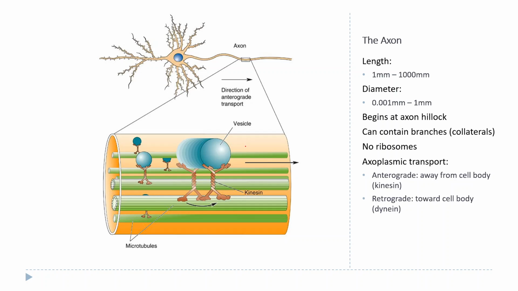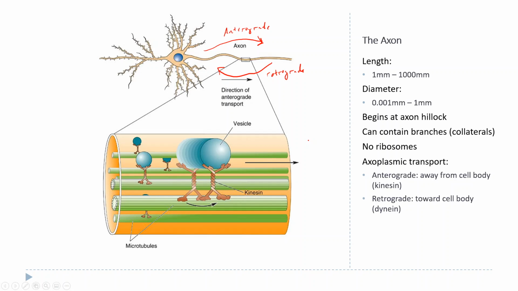So there are two types of axoplasmic transport. Anything going away from the cell body down toward the axon terminal, we call anterograde. So this is anterograde transport. And then anything that is moved from the axon terminal back to the cell body we call retrograde. And they both require these motor proteins. The forward anterograde motion is carried out by a protein called kinesin. Retrograde motion is carried out by another one called dynein.